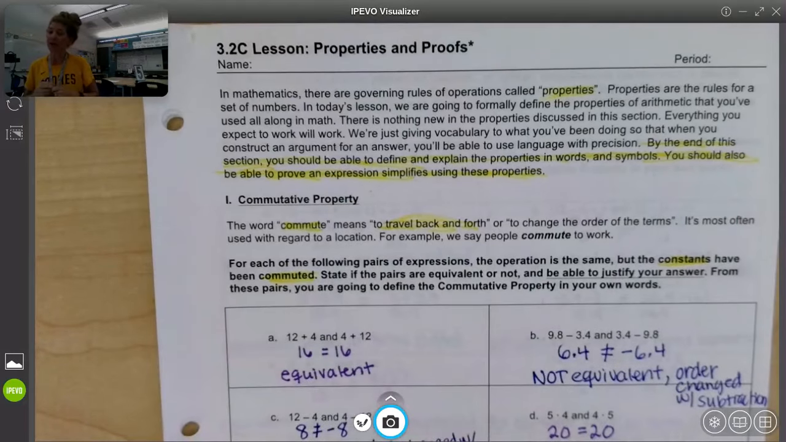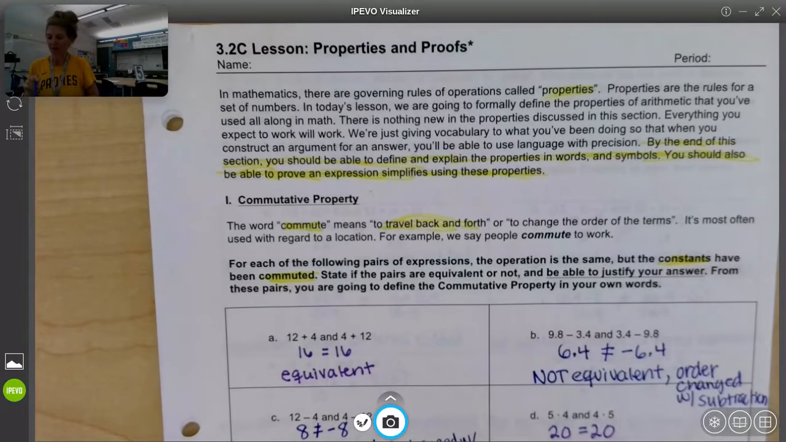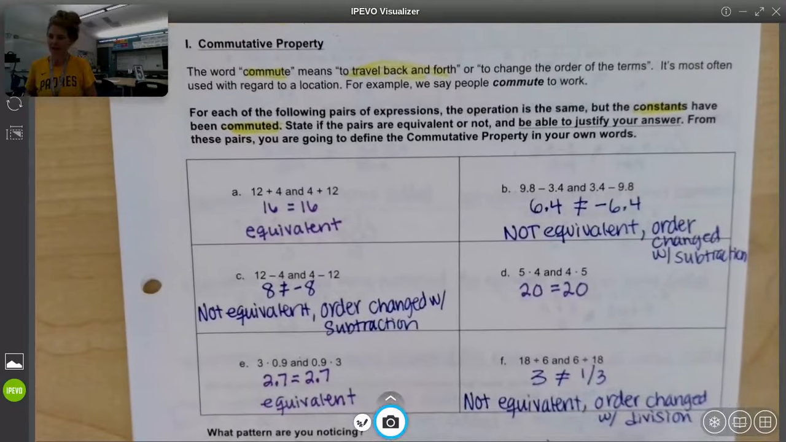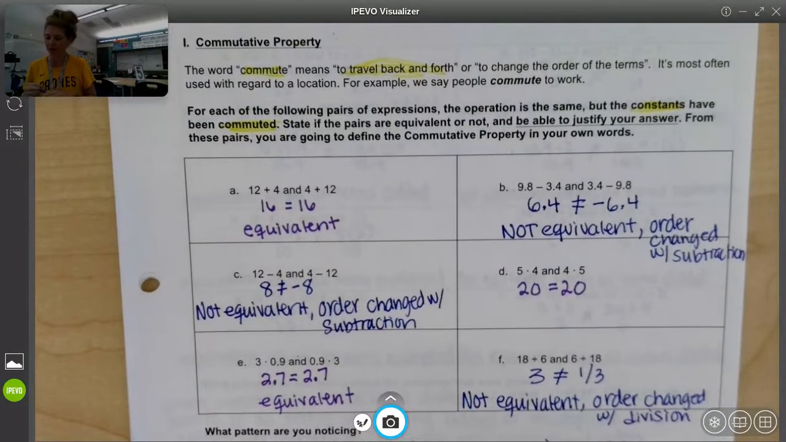So our first property is the commutative property. Commute means to move or travel back and forth. I live in Carlsbad, I work in Solana Beach, so I commute from Carlsbad to Solana Beach. I move back and forth for work. Some people say we commute to work. So we're going to look at all of these expressions, and I have little notes next to them, thinking about if they work or don't work.